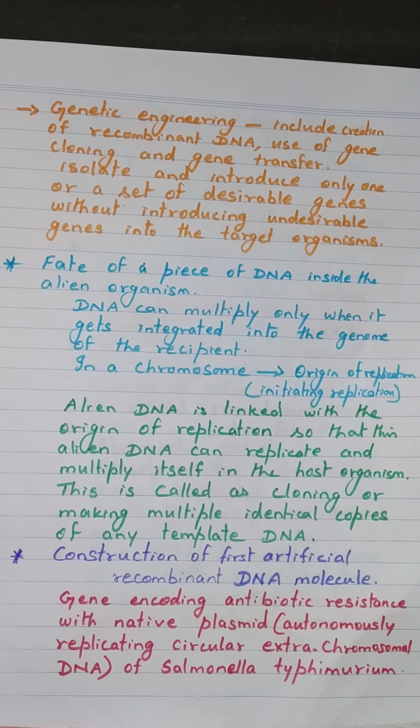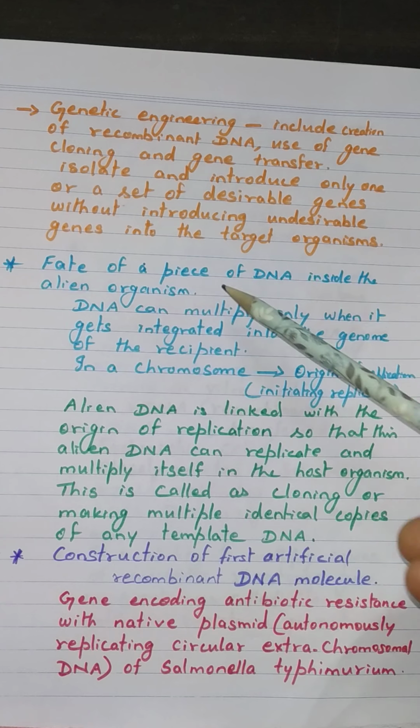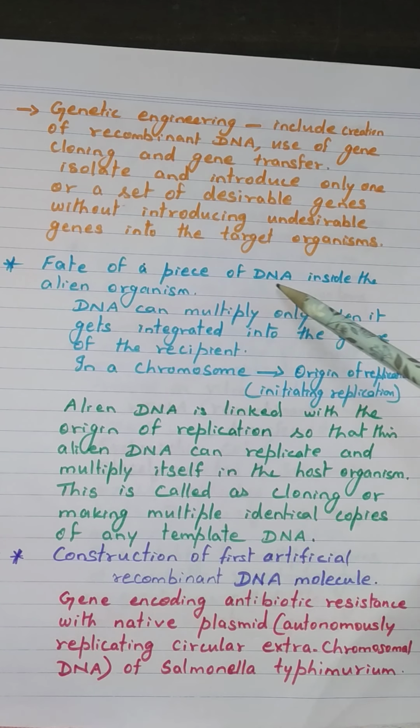And then DNA, what is DNA? It's present in the chromosomes. And what is a gene? A part of the DNA. A part of the DNA responsible for the expression of a definite character is a gene. So the desirable piece of DNA, that is a gene.